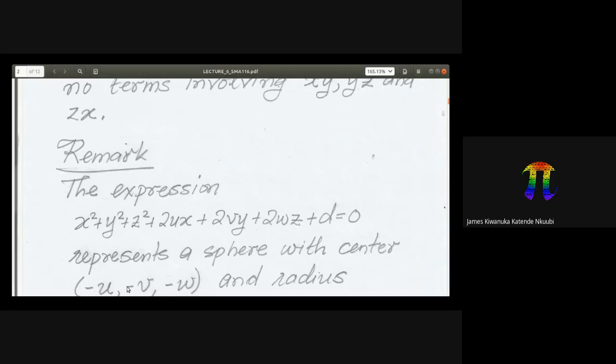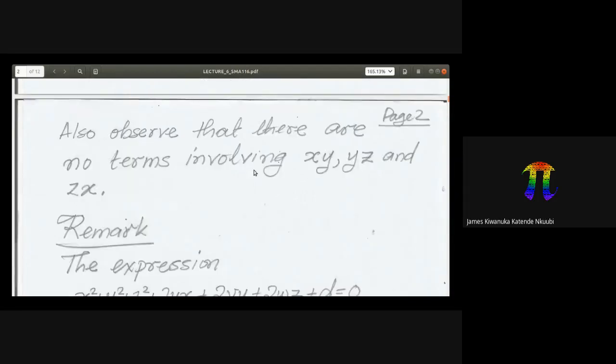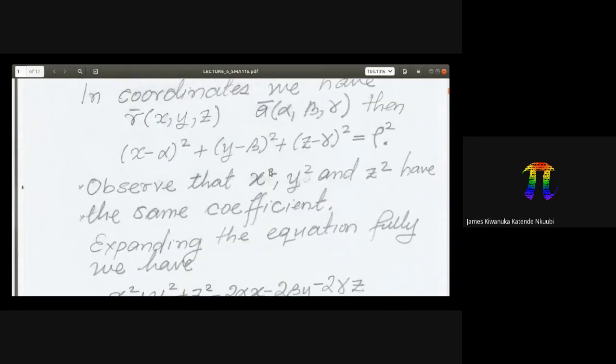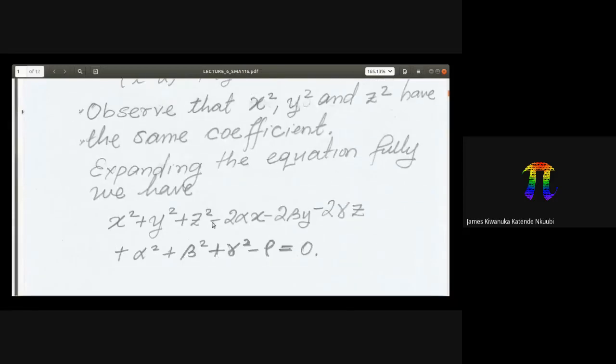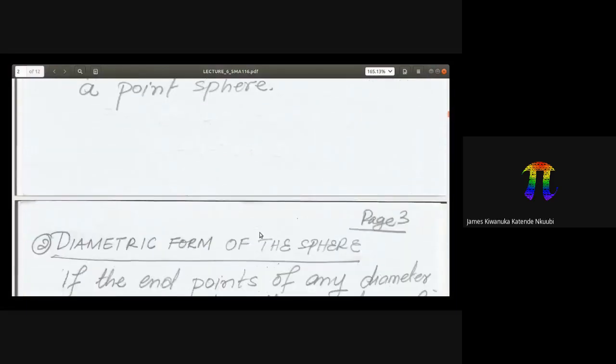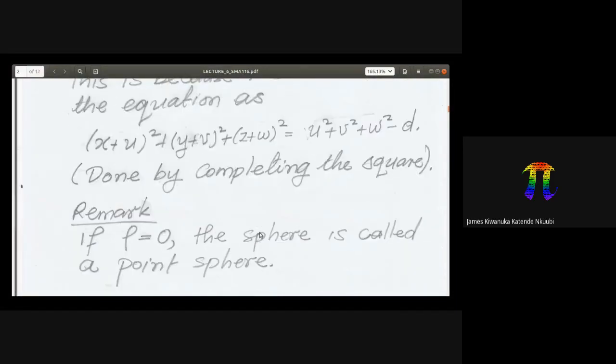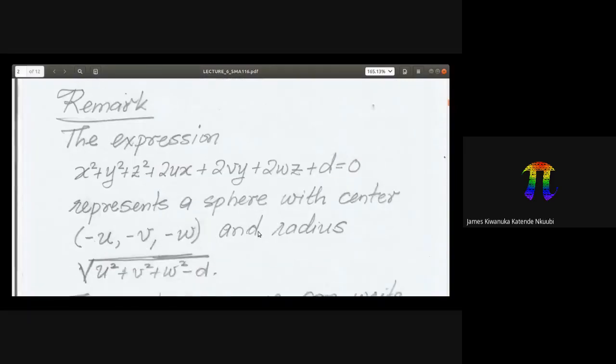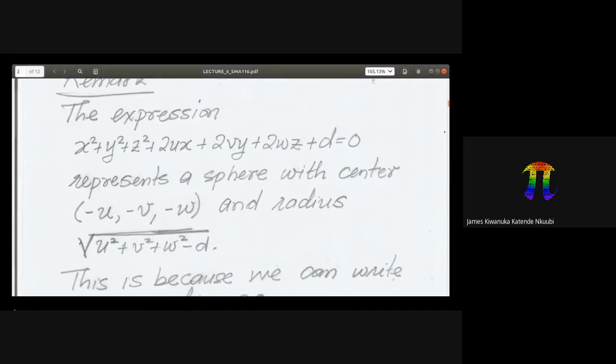So if the center is minus u, minus v, minus w, then what appears in this equation as positives is because minus and minus becomes a plus. That's how we set it up. So the radius will be given as the square root of u squared plus v squared plus w squared minus d.